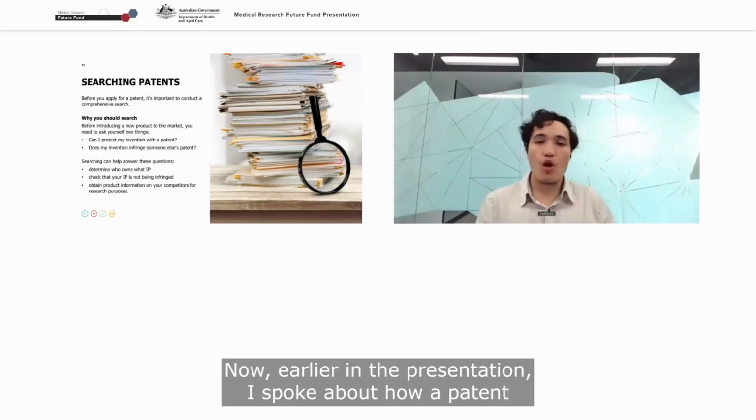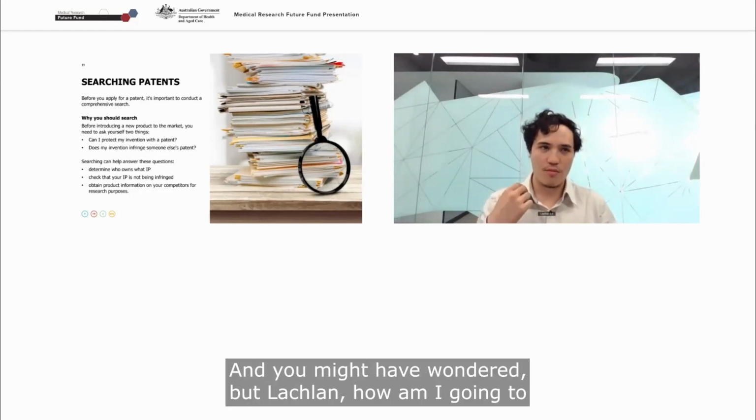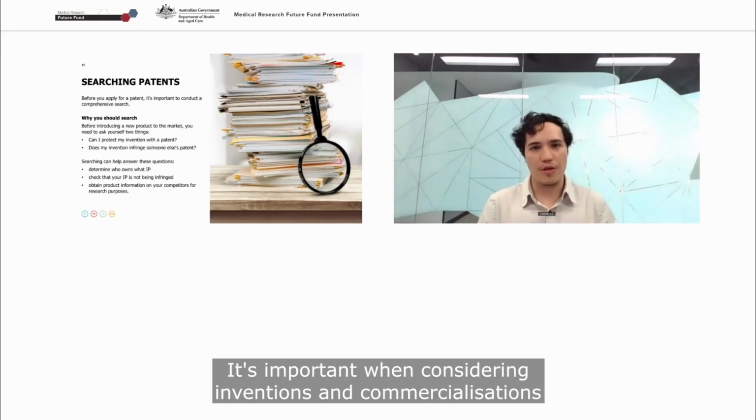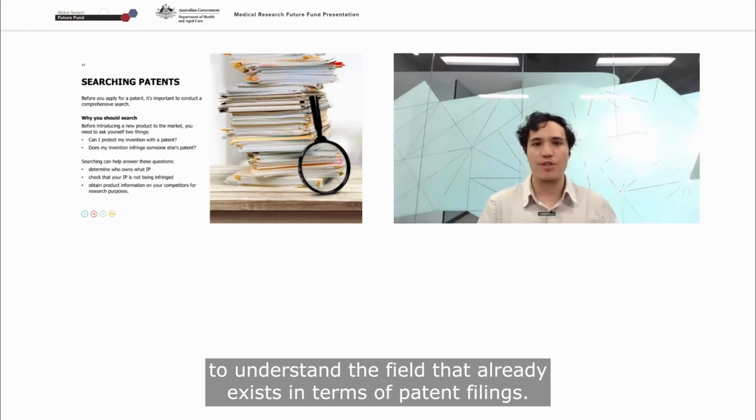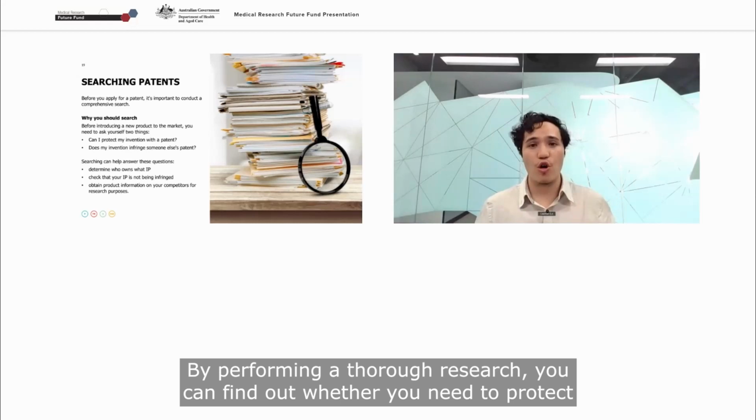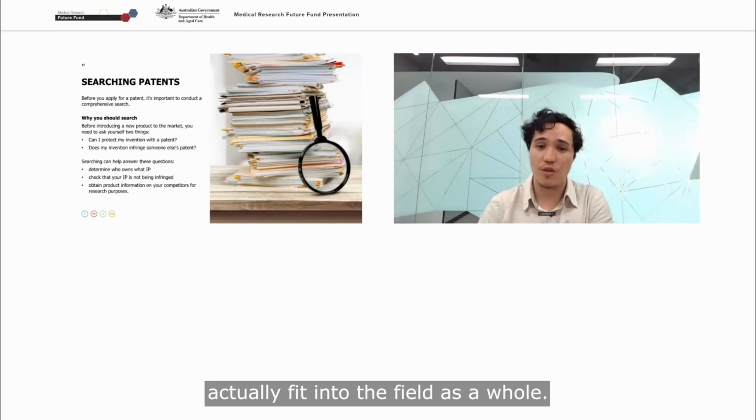Now, earlier in the presentation, I spoke about how a patent needs to be new and inventive. And you might have wondered, but Lachlan, how am I going to know what's new and inventive? It's important when considering inventions and commercializations to understand the field that already exists in terms of patent filings. And you do that by searching through patents. By performing a thorough search, you can find out whether you need to protect your idea, whether your idea already exists, what innovations you've made will actually fit into the field as a whole.